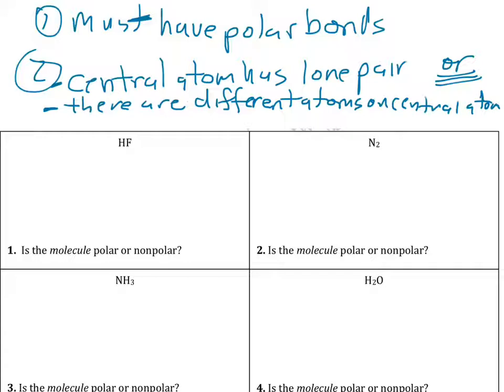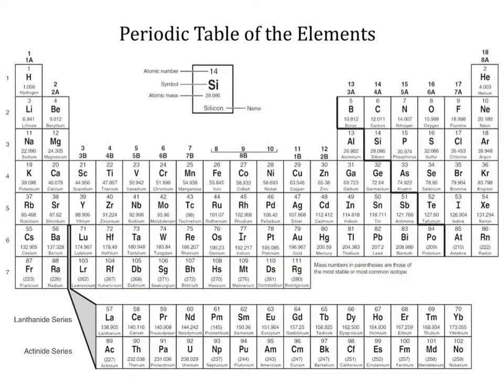And so let's go ahead and go through this. So this first one here, now there's not really a central atom. And so let's go ahead and think about this. So we have hydrogen and we have fluorine. And so let's go ahead and think about if this is polar or not. Well, there's a trick that you can use to tell if something is polar.